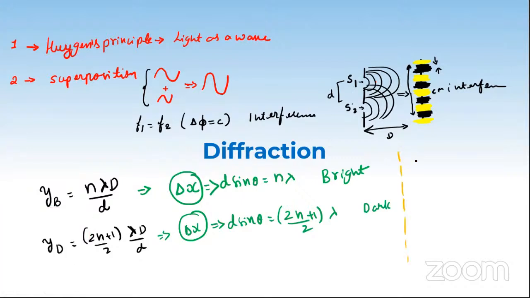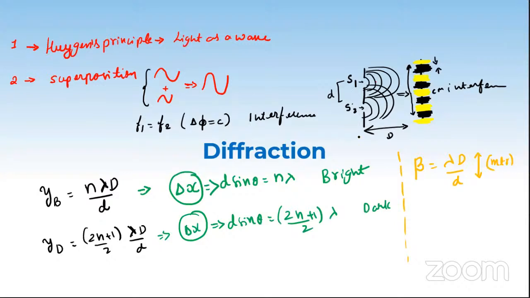The width of the fringe. Fringe width beta is equal to lambda D by d. So all of the fringes, guys, the yellow fringe, the black one, all of these bright and dark fringes will have the same thickness, and that is equal to lambda D by d. Okay, this unit will be in meters. So nanometers or centimeter or anything, it will be in meters.